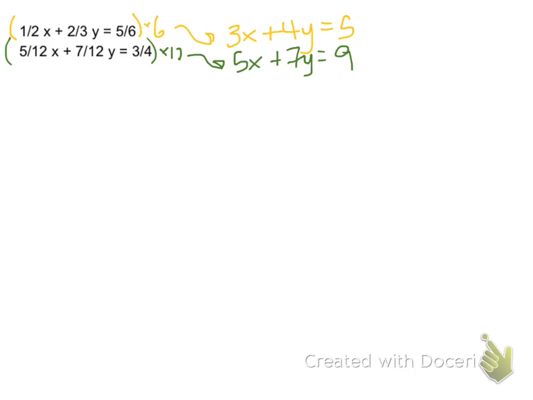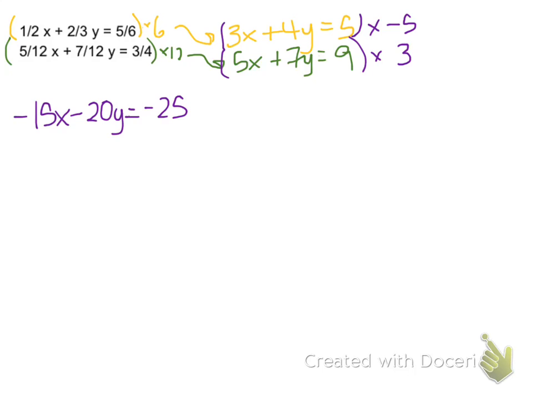Again, you could look at this different ways, but to me, I'm going to eliminate the x's, and so in order to do that, I'm going to multiply the top equation by negative 5 and the bottom equation by 3. When I do that, I get negative 15x minus 20y equals negative 25, and positive 15x plus 21y equals 27.